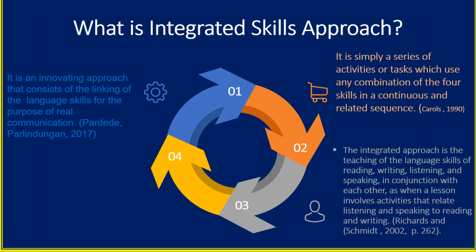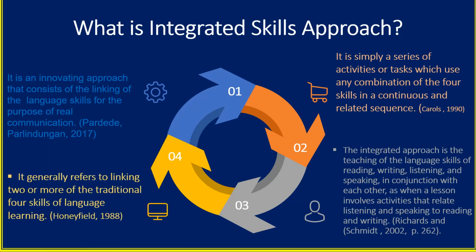In short, generally, it refers to linking two or more of the traditional four skills of language learning, that's writing, reading, speaking, and listening. So we never teach the skills separately. At least we link two skills. We teach two skills together: reading and writing, listening and speaking, reading and speaking, and so on.